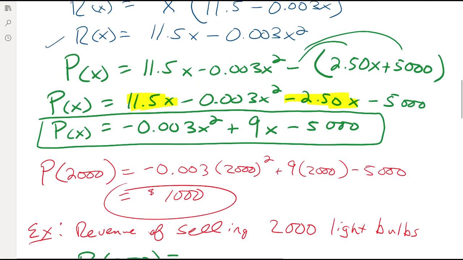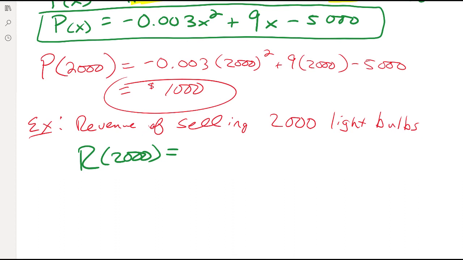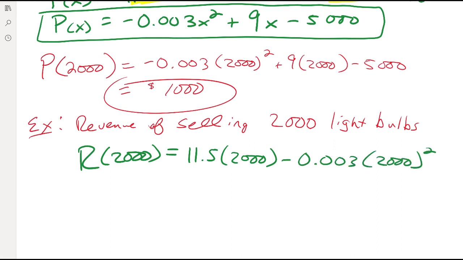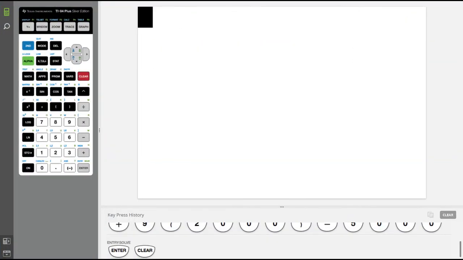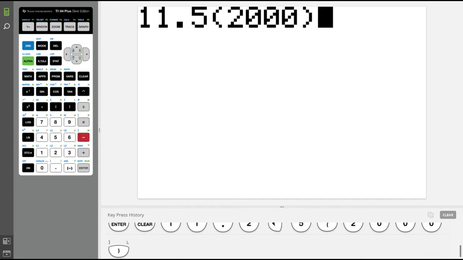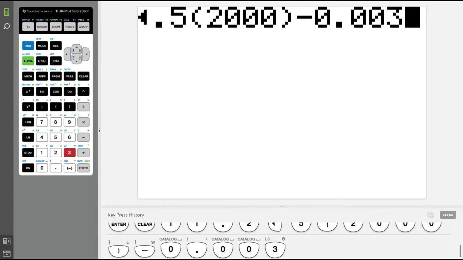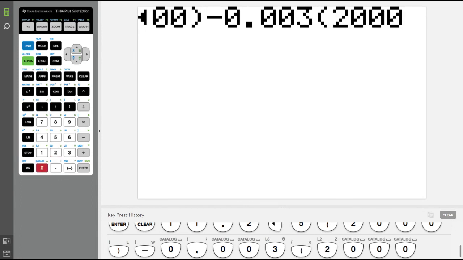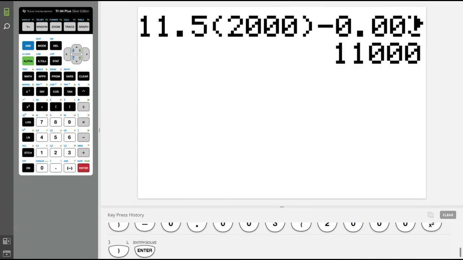Well, what's R of 2,000? Remember, R is 11.5x minus the 0.003x squared. So it's going to be 11.5 times 2,000 minus the 0.003 times 2,000 squared. Let's get that number really quickly. Let's clean this out. 11.5 times 2,000 minus 0.003 times 2,000 squared. All right, and there we get $11,000.